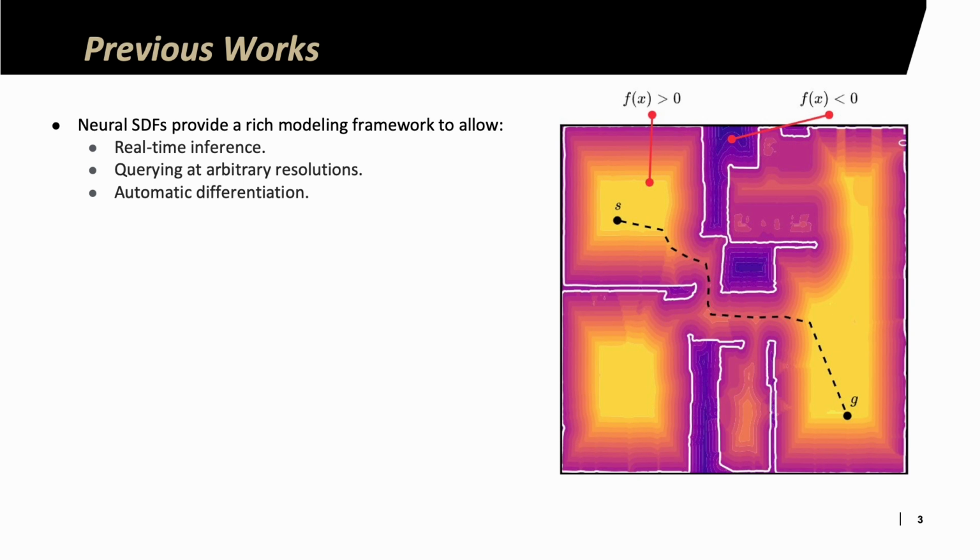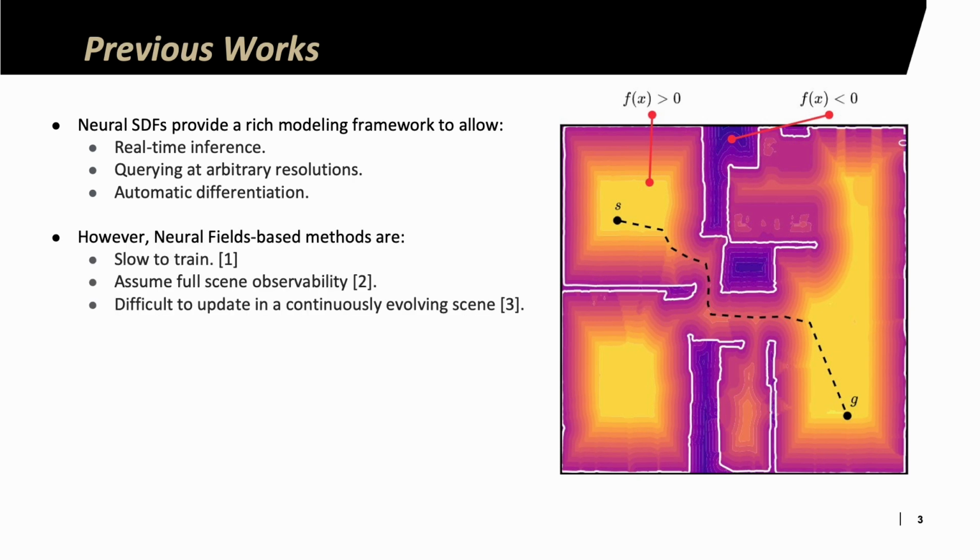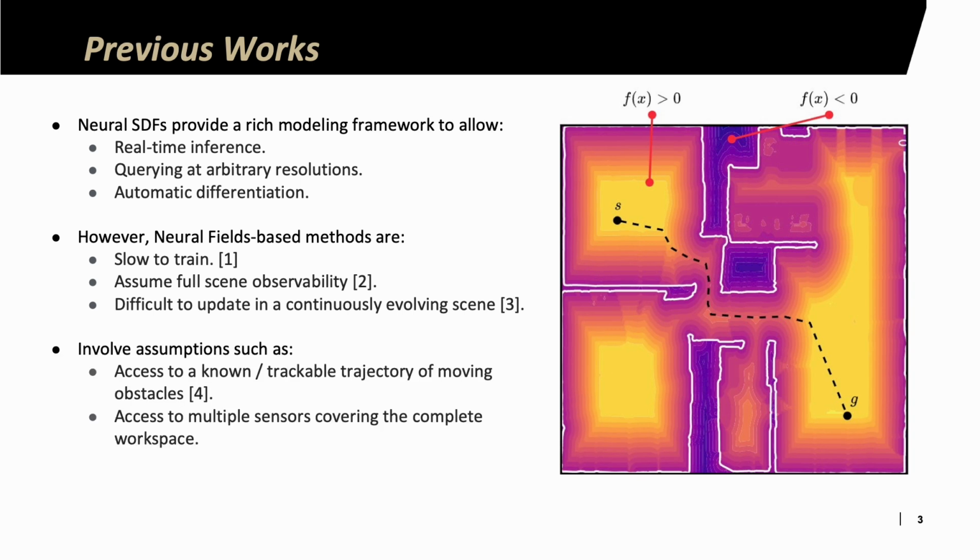Neural sign distance fields have recently emerged as a powerful paradigm for modeling with real time inference, arbitrary query resolutions, and automatic differentiation, all attributes that make it particularly favorable for gradient based trajectory optimization. However, neural sign distance fields require training, usually with full scene information. This is slow and impractical. They're also tedious to update with a continuously changing scene.